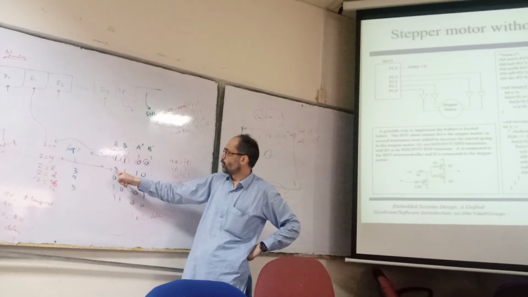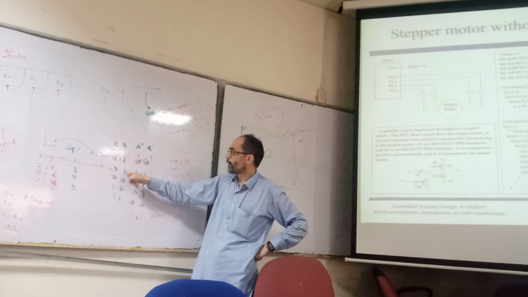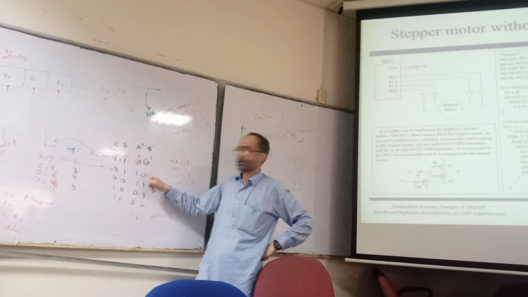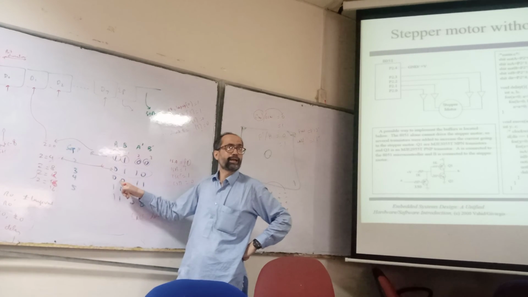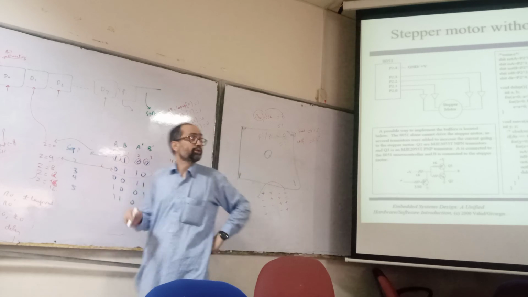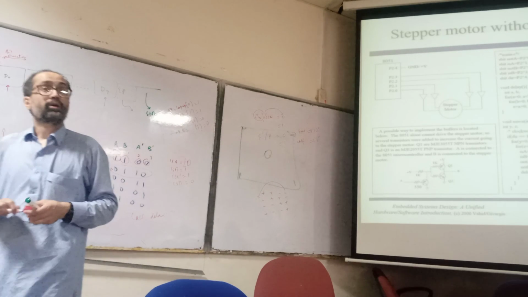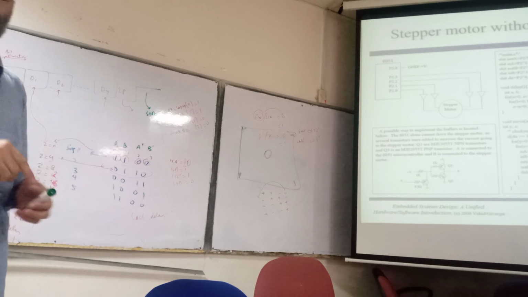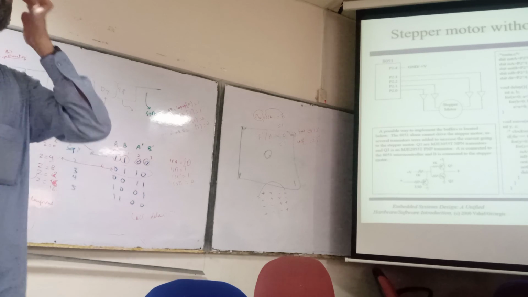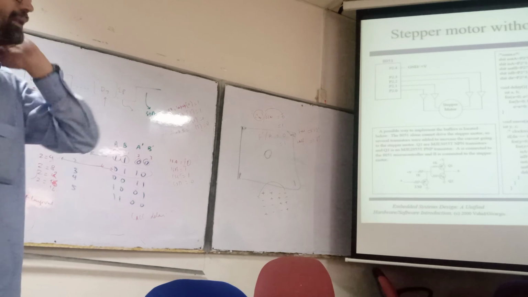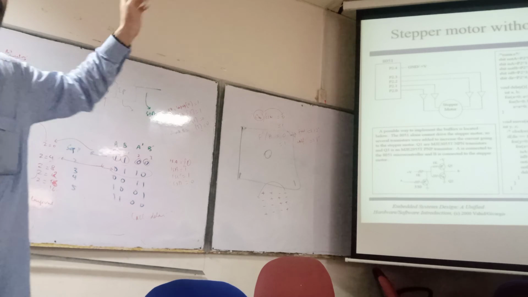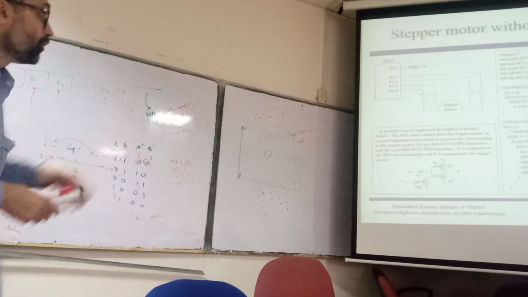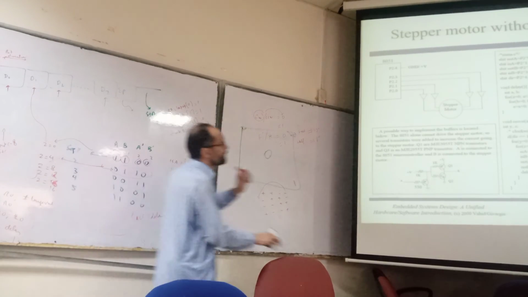So this is the index, now 4, 5, 6 and 7. Then 8, 9, 10 and 11. So now this is the code for how you will interface a stepper motor without control. And now it will be controlled by the microcontroller. Okay, now if you look here, it's very important.